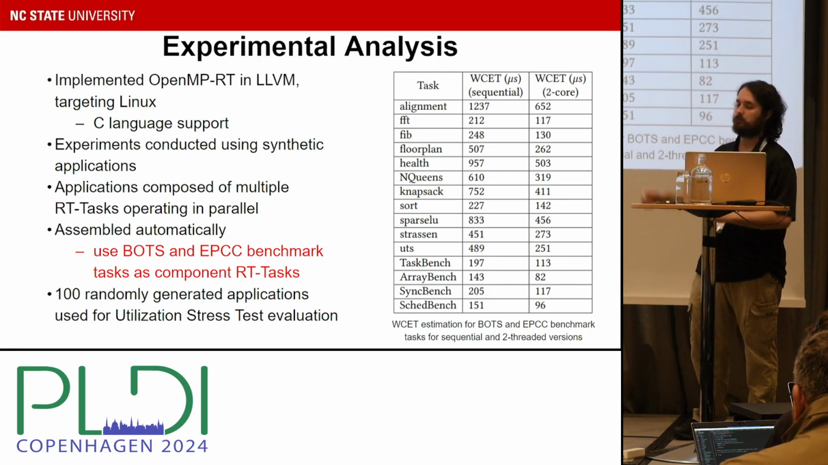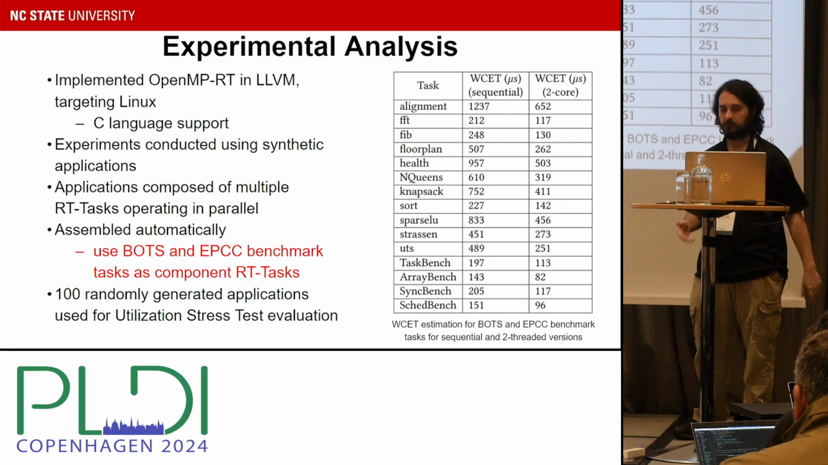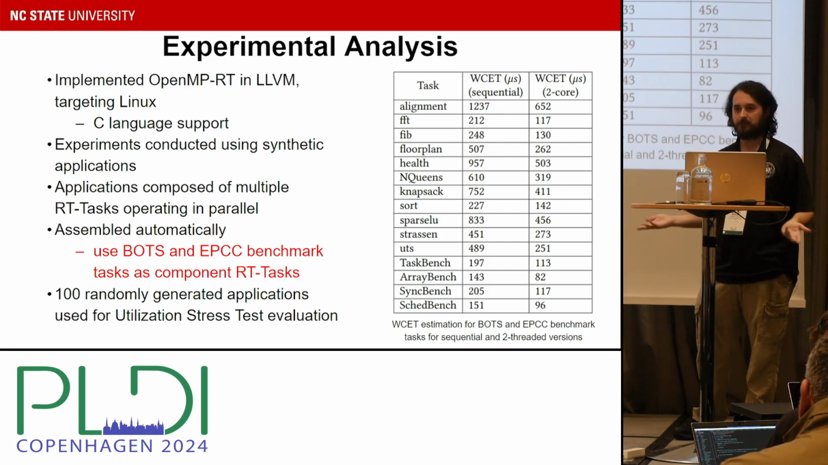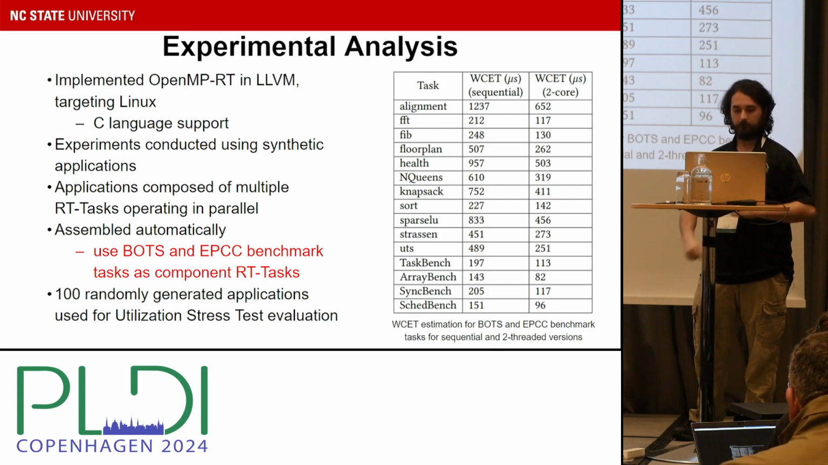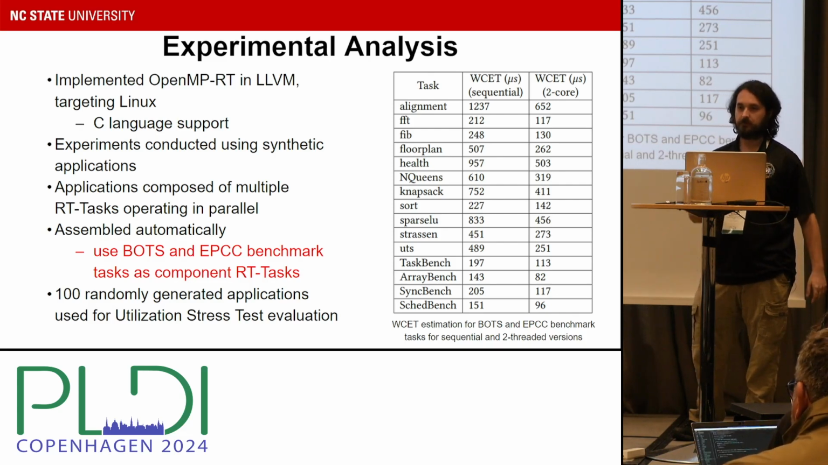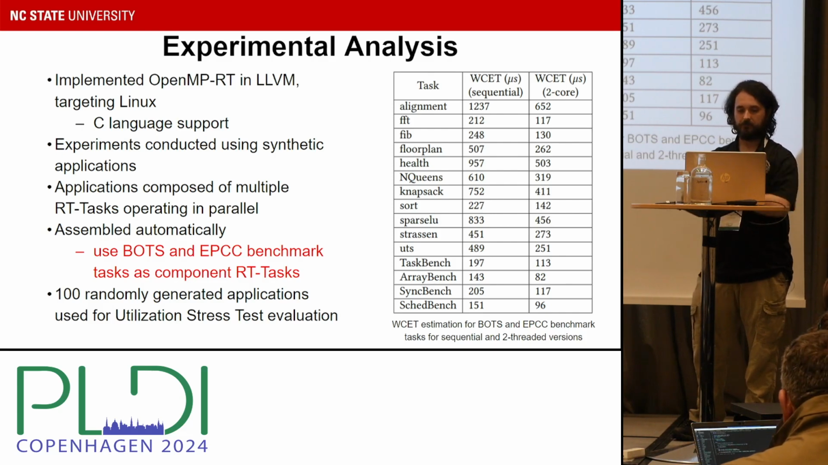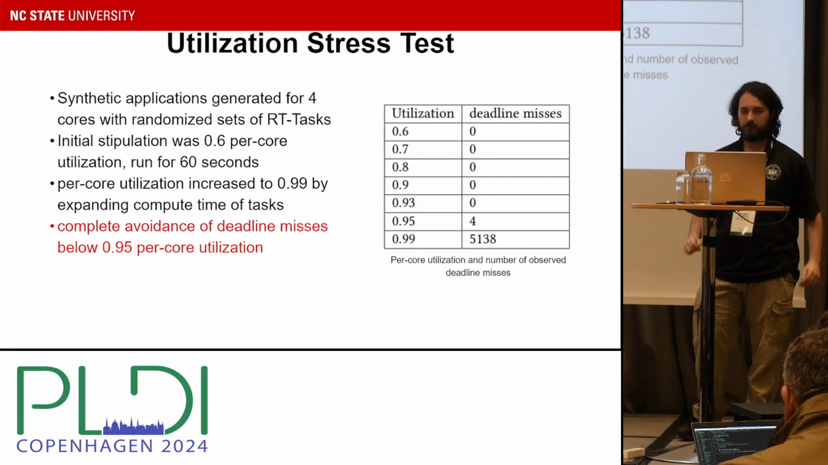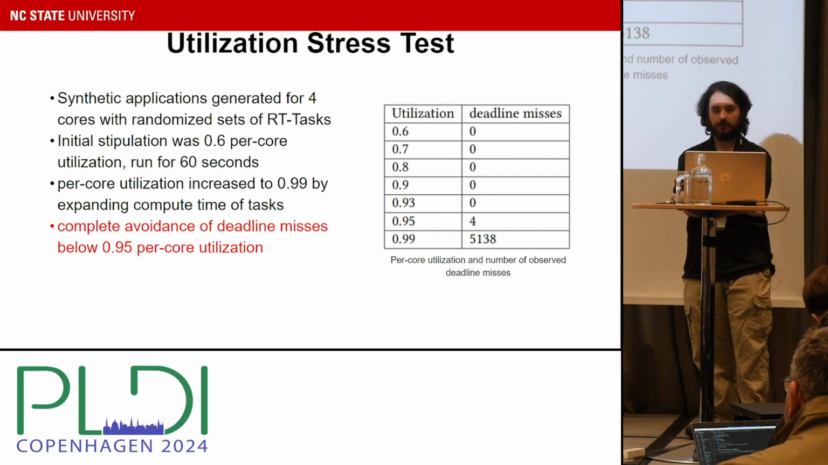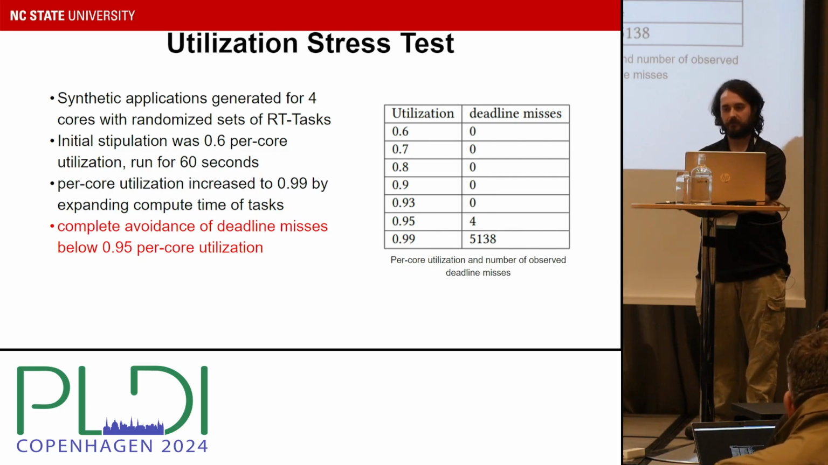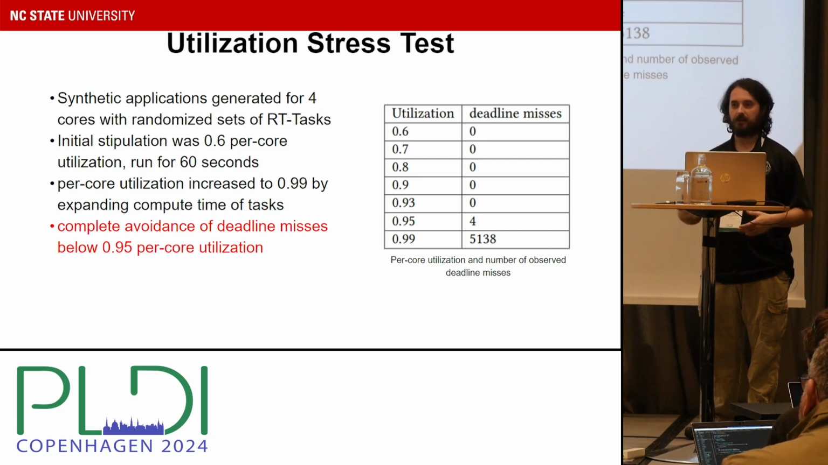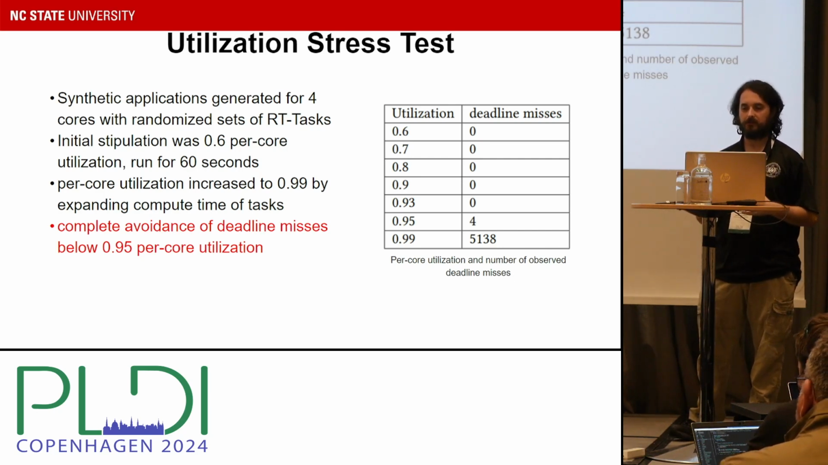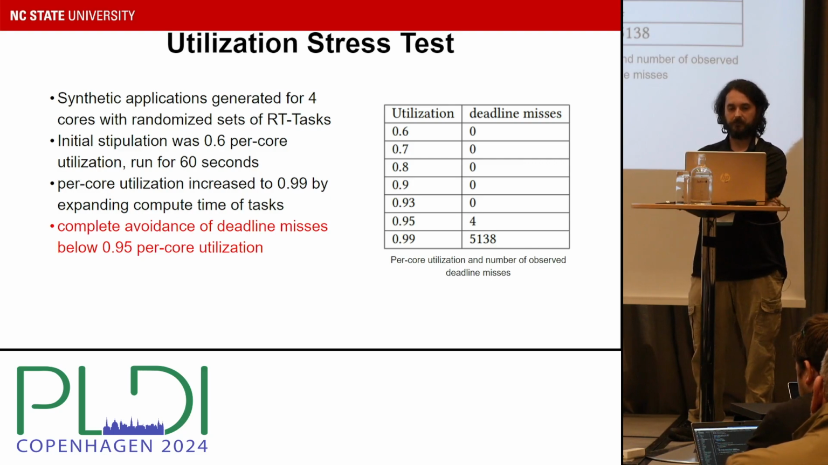You can look at the actual benchmarks to see what each of these do, but some of them, like the FFT, is fairly obviously the fast Fourier transform. N queens computes the number of queens on a chessboard. And so 100 randomly generated test applications were used. For utilization stress tests, we see how high we could crank the utilization of an OpenMP-RT task set before we had failures and deadline misses.